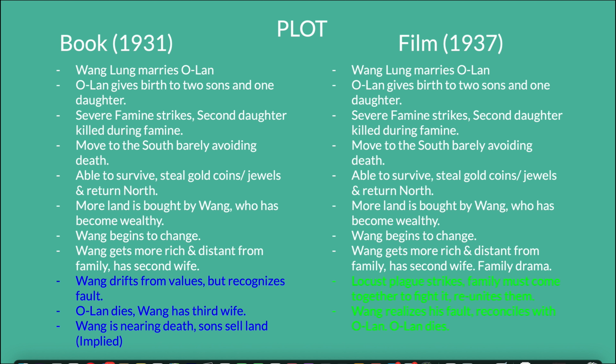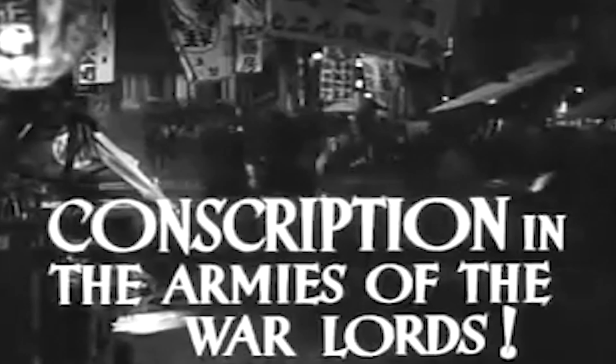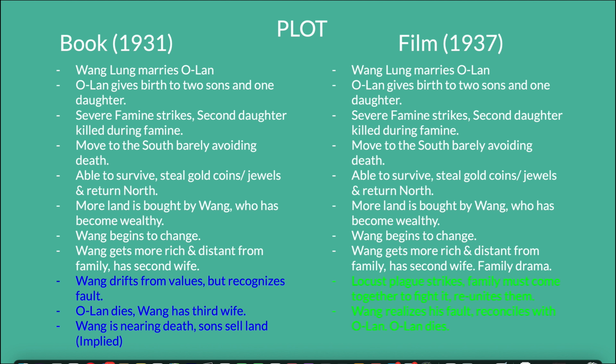They're able to get down to a city in the south and survive there by either manual labor or begging until there is an overthrow of the government by the communist forces, which are coming into the area around this time. And in the chaos, Wang Lung is able to steal some gold coins, and Olan is able to find a bag of jewels, and together they return to the north. More land is bought by Wang, who has become wealthy as a result of these gold coins and jewels.